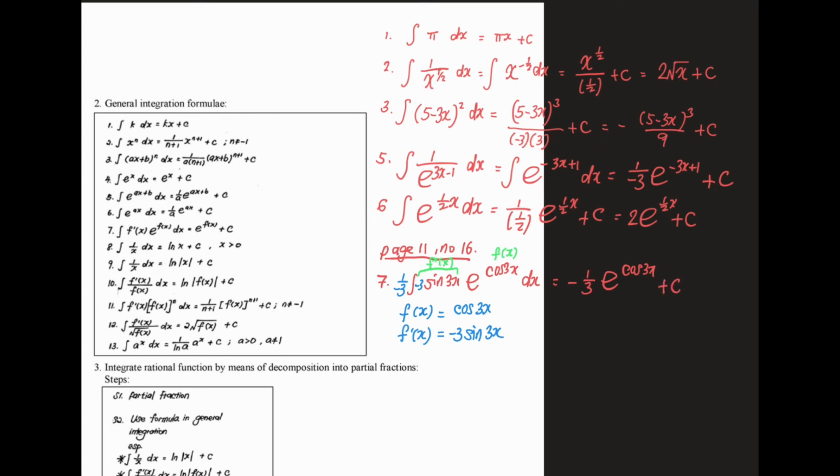Okay, now let's continue. Formula number 8. As you can see, integrate 1 over x, you will get ln x plus c.